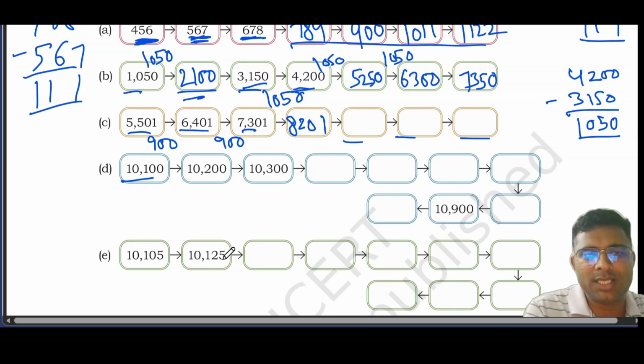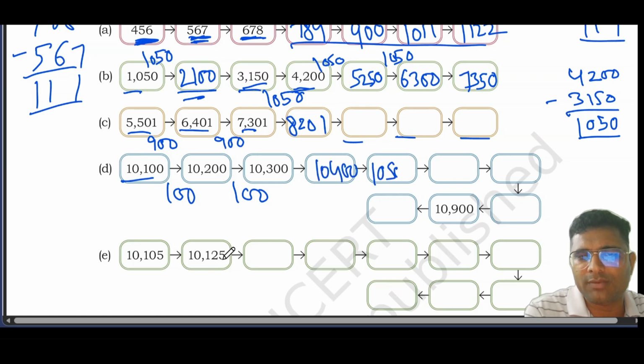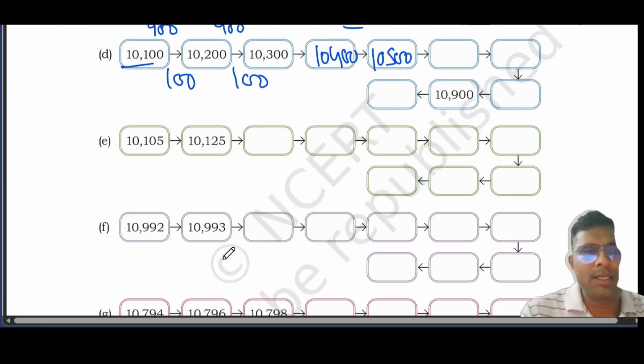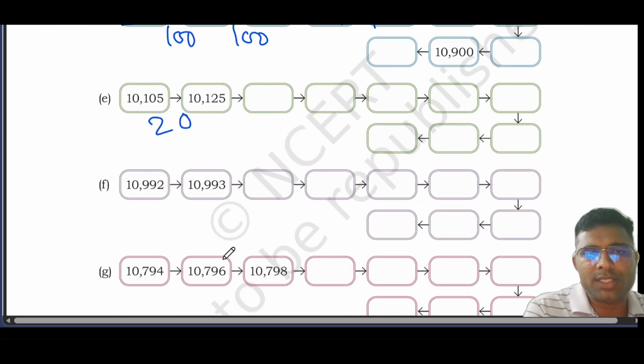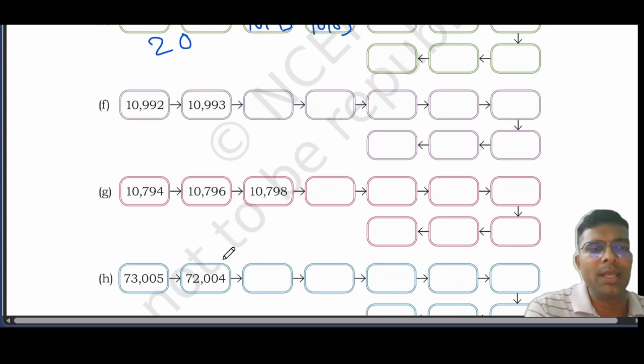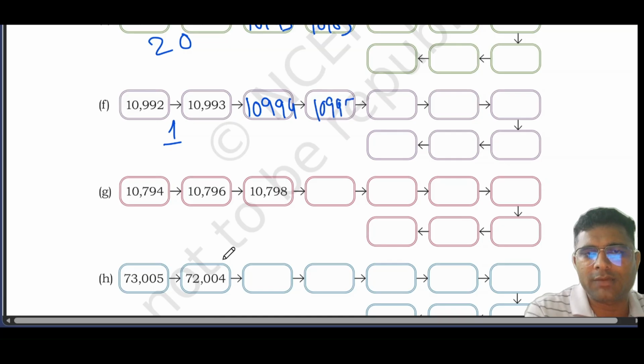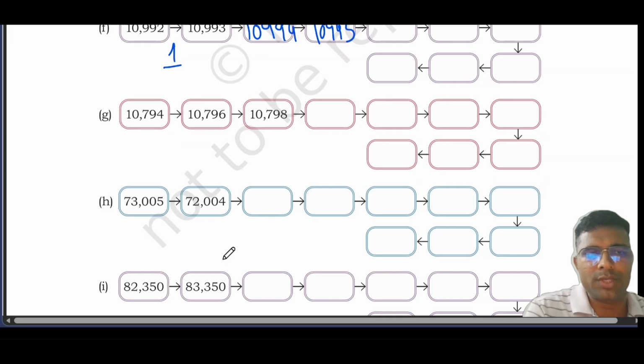In D, children, you can see it is increasing by 100, so it will be 10,400, next will be 10,500 and so on. Here it is increasing by 20, so next will be 10,145, 10,165, then next will be 10,185. Here it is increasing by 1, so 10,994, 10,995.